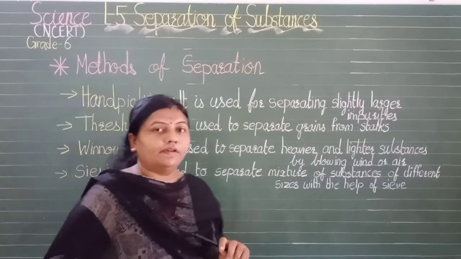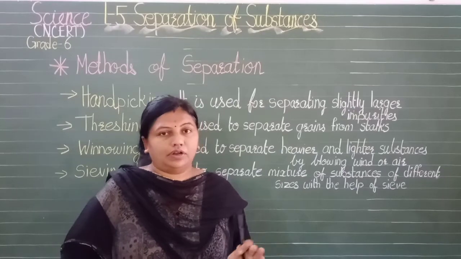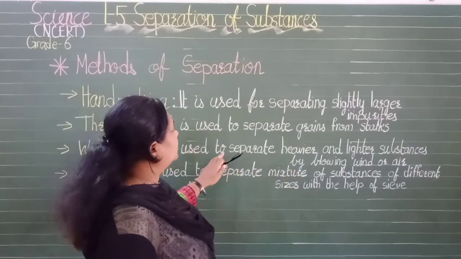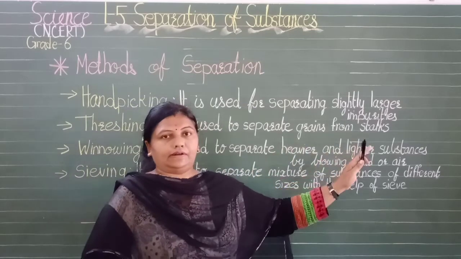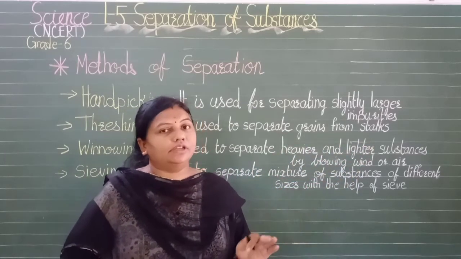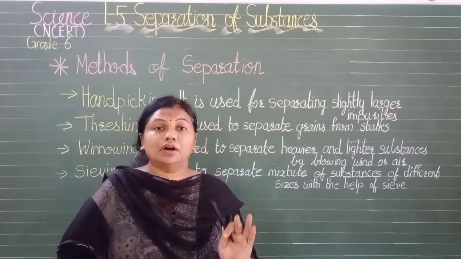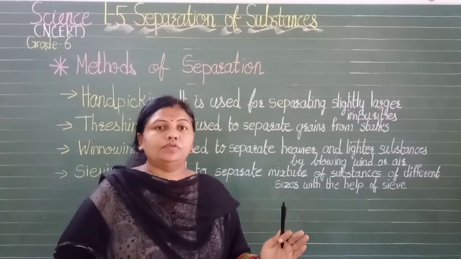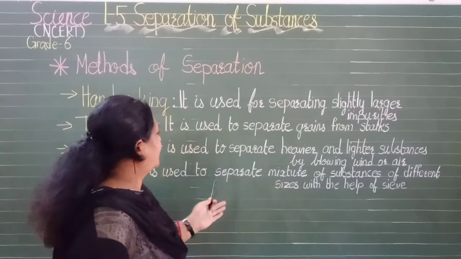Here, what will we require? Wind or air. By blowing wind or air, heavier and lighter substances are separated. If the two substances are together, one heavy and one light, especially husk, the husk, that is fotra, is removed with the help of this process.